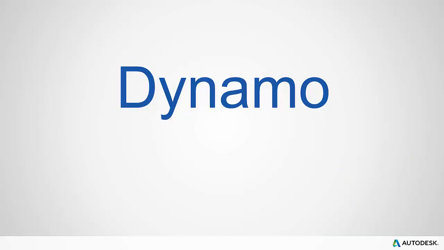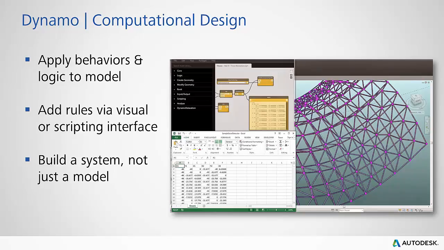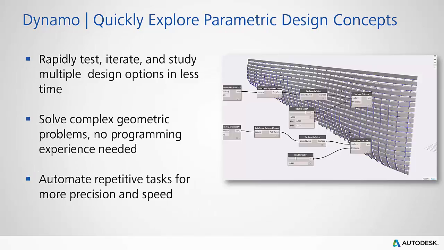So moving into what we're calling the computational type workflows, and this is Dynamo. So Dynamo is computational design where you can apply behaviors and logics to a model. You're building a system, not just a model, that's going to have intelligent scripting behind it to drive your geometry. You can rapidly test and iterate and study multiple design options in less time. You can solve more complex geometry tasks, and you can do this with precision and with speed.